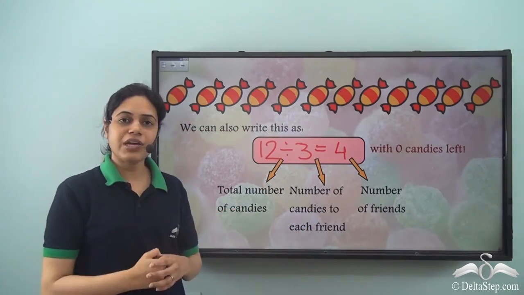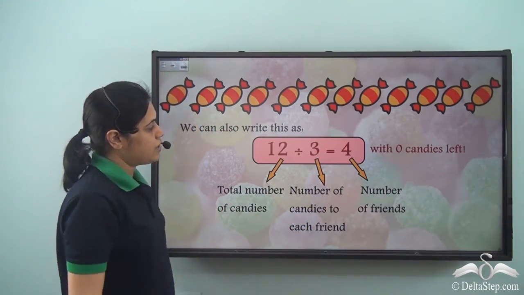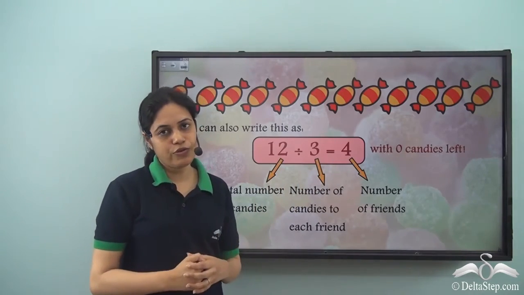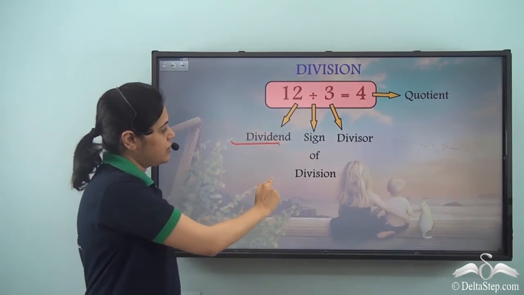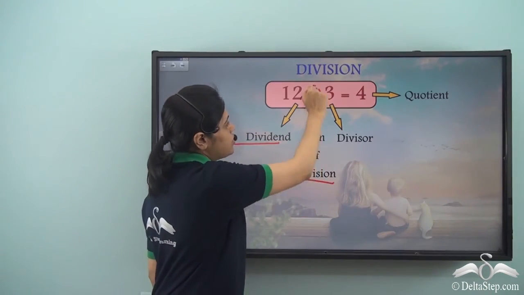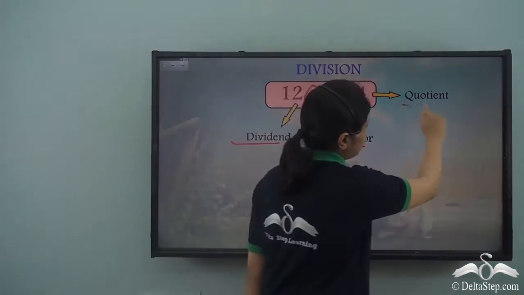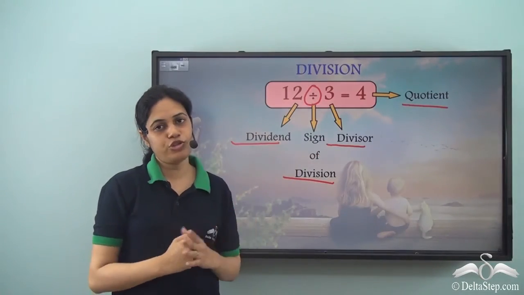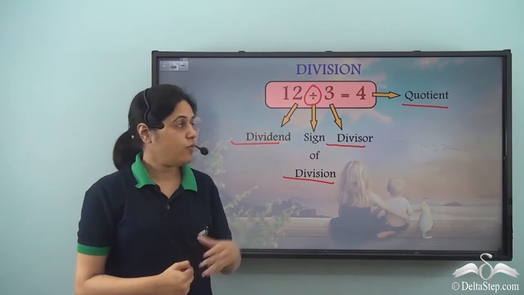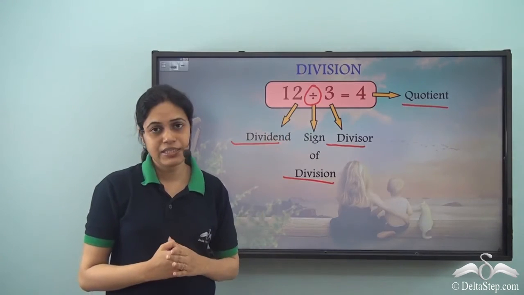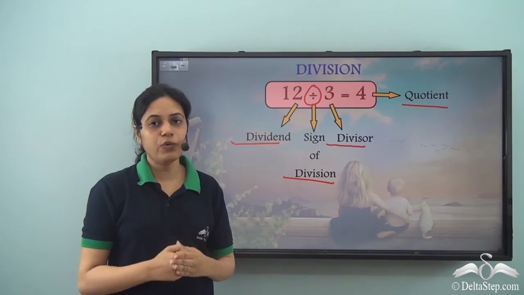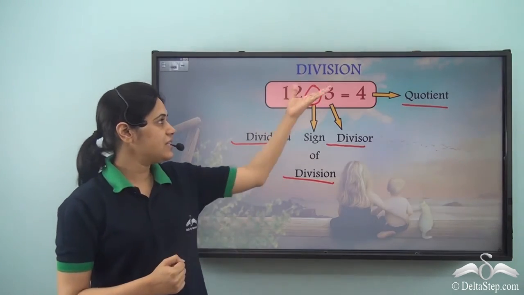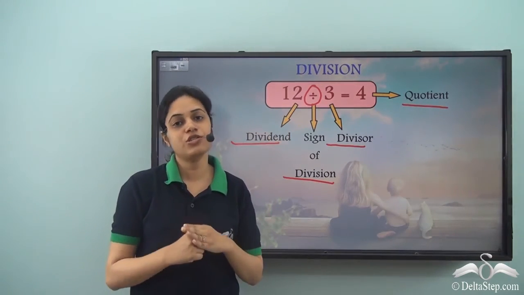So this is how we can write this. 12 divided by 3 is equal to 4. In this case, 12 is the dividend. This is the sign of division. 3 is the divisor and 4 is the quotient. So this is how we can divide things into groups with each group containing equal number of items, and this is what division is all about.